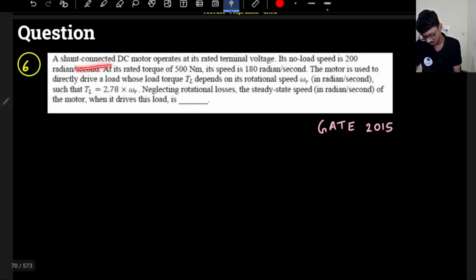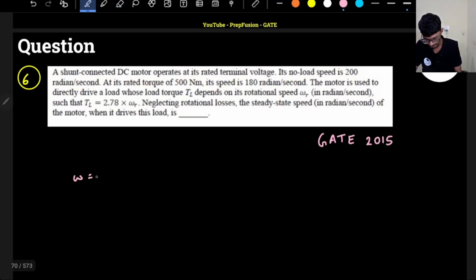A shunt connected DC motor operates at its rated terminal voltage. Its no load speed is 200 radian per second, right? Okay, so now they have given me in radian per second. So they have given me small n. So small n or omega equals 200 radians per second. So from here I can easily find out the rotation per minute.